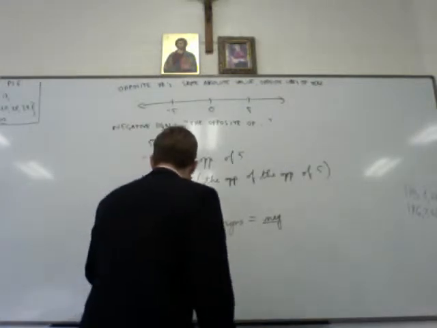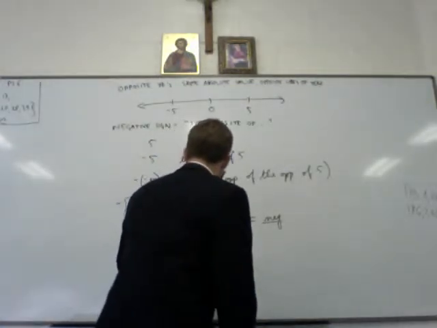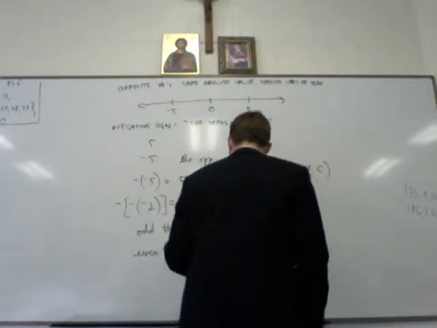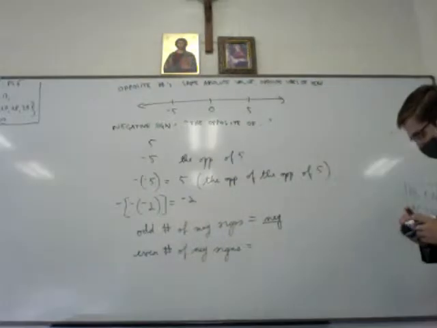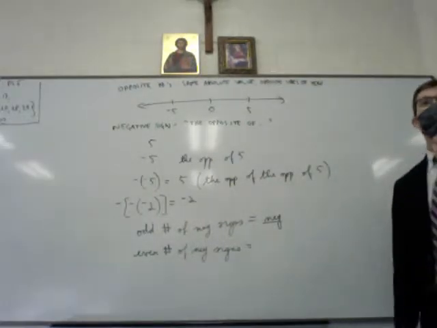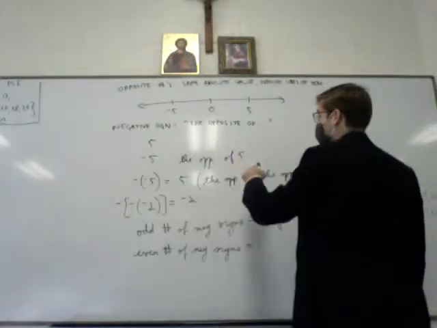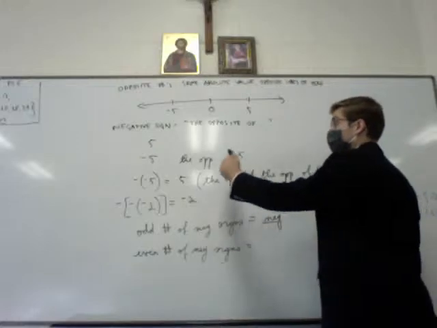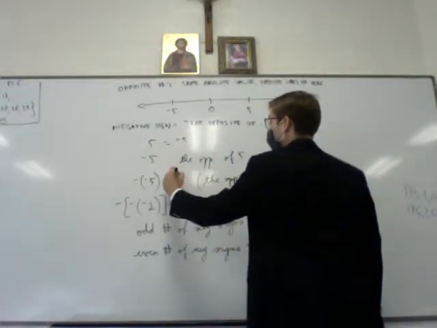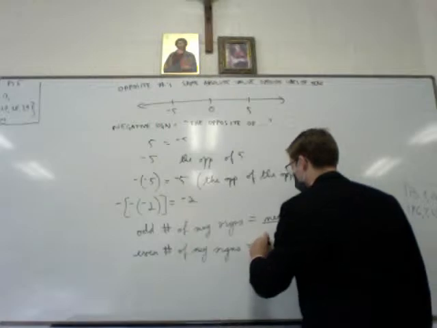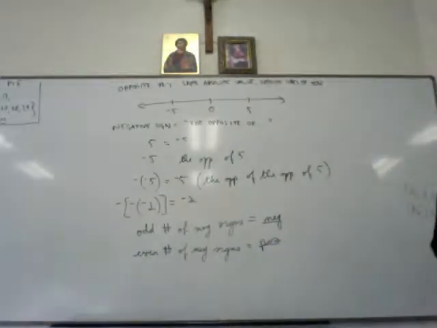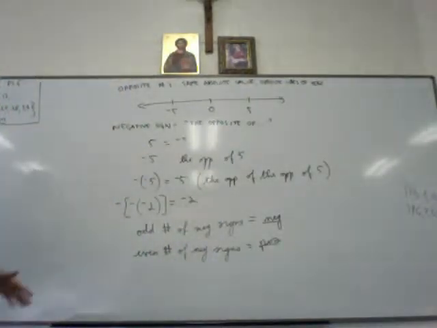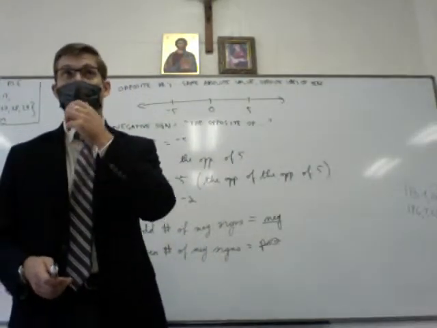If there's an even number of negative signs, including 0, because 0 is even, then the whole thing will be positive. So if there are 0 or 2 negative signs, it's going to be positive. So you can think of it going through and saying the opposite of this, the opposite of that, flipping back and forth, or you can also just count the total number of negative signs.